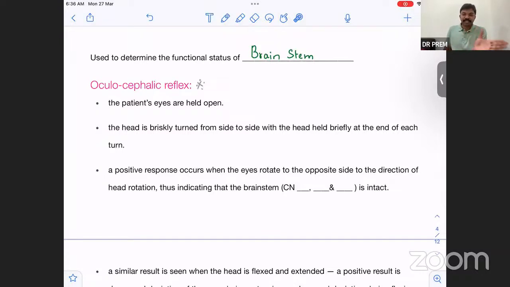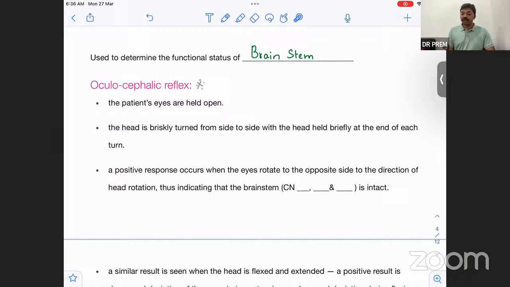We are going to turn the patient's head towards the left. Hold it for some time. Turn the head towards the right. Hold it for some time. What is the response you are going to observe? When you turn the patient's head towards the left, the eyeball should move towards the right. When the head is turning left, the eyeball should be moving towards the opposite side, the right side. When you turn the patient's head towards the right, the eyeball should move towards the left. So there must be a contralateral movement of the eyeball to the direction of movement of the head.